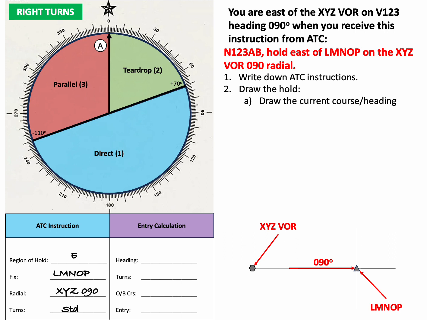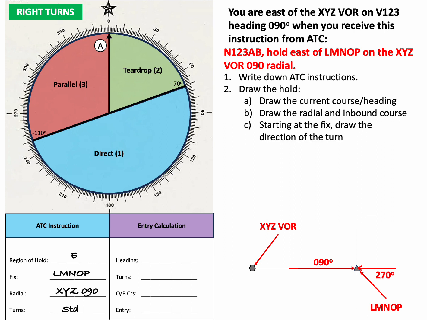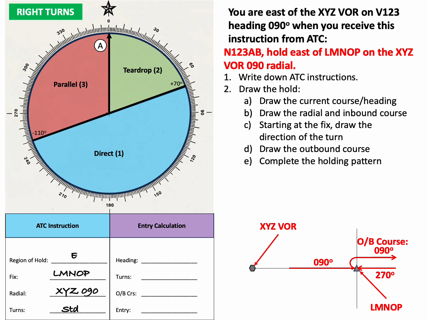Now, draw the 090 radial starting at the LMNOP fix heading east. This path will be your inbound course heading 270. Now, starting at the fix, draw the direction of turns, in this case, right turns. Next, draw and label the outbound course, 090. And then add the last turn to complete the holding pattern.